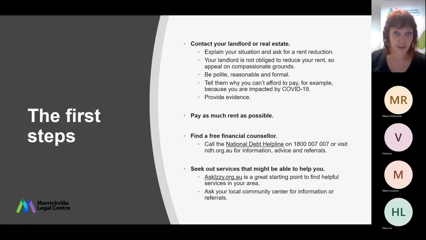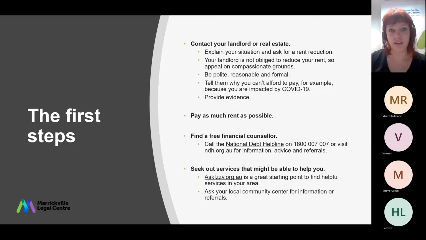Now, those are two steps. The most important one that I'd like to touch on today, at least for the purposes of paying your rent, is actually getting in contact with the landlord. Do so in writing and do it as soon as possible. Let them know about your situation, see if they agree to a rent reduction.